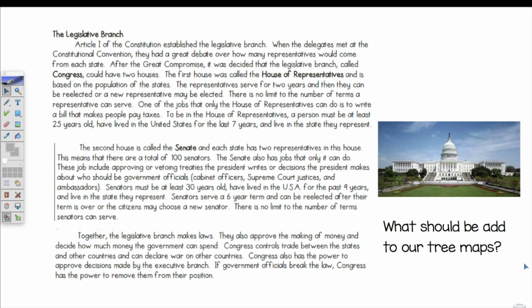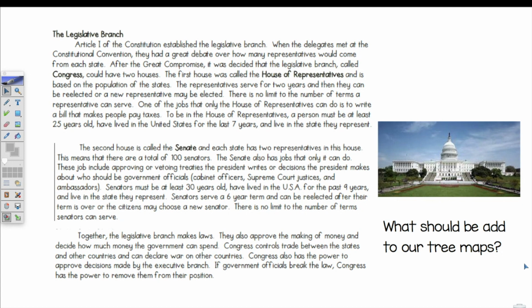Okay, let's listen carefully. Article 1 of the Constitution establishes the legislative branch. When the delegates met at the Constitutional Convention, they had a great debate over how many representatives would come from each state. After the Great Compromise, it was decided that the legislative branch, called Congress, would have two houses. The first house was called the House of Representatives and is based on the population of the states. The representatives serve for 2 years, and then they can be reelected or a new representative may be elected. There is no limit to the number of terms a representative can serve.